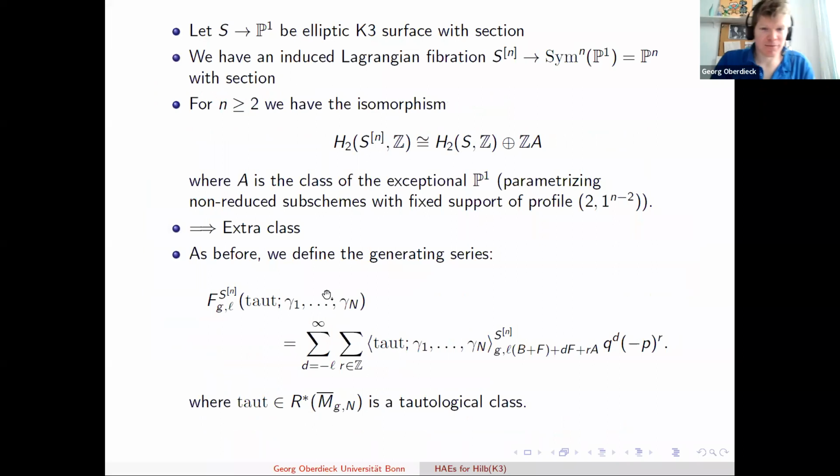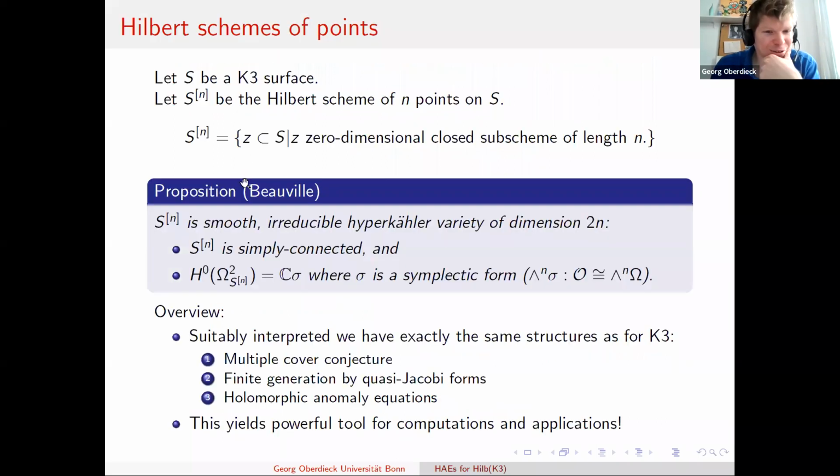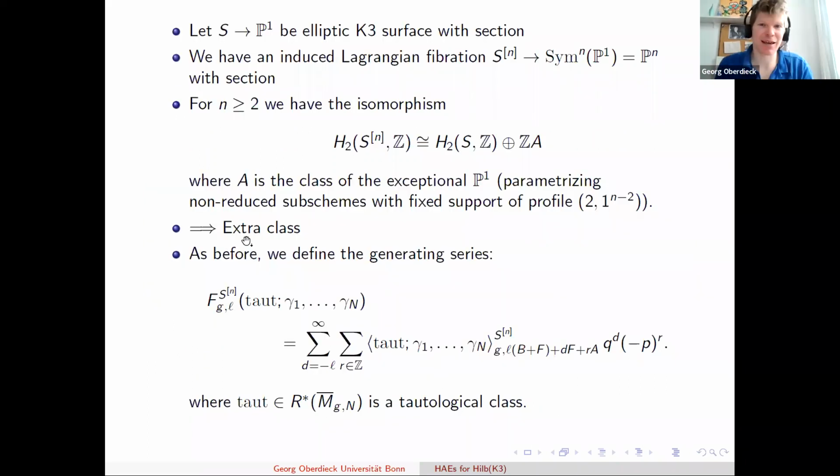Okay, I apologize for this technical stuff. It's just part of this theory. So in some sense, I have to explain the same thing as before for the K3 surface, now for the Hilbert scheme. And so again, we'll do the same thing. We'll move to an elliptic K3 surface with section. So S will again be an elliptic K3 surface with a section.